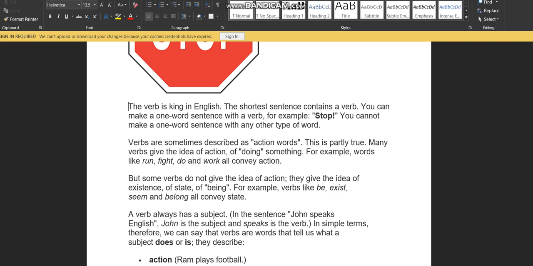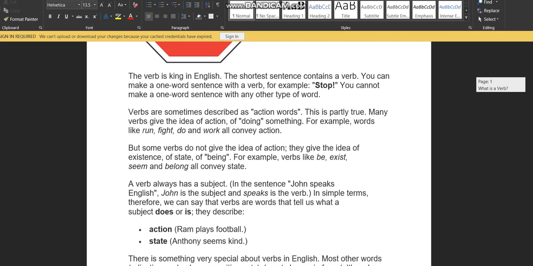In the sentence, John speaks English, John is the subject and speaks is the verb. And speak is an action. So what is an action verb? In simple terms, it is a verb that describes what the subject does or is. Whatever the subject is doing is being described by the verb.